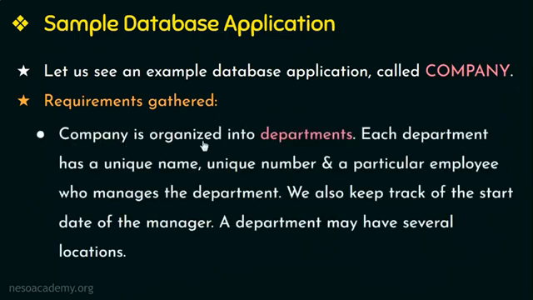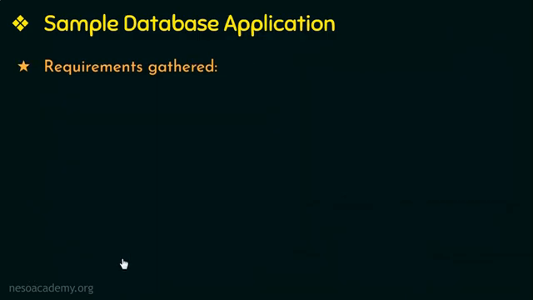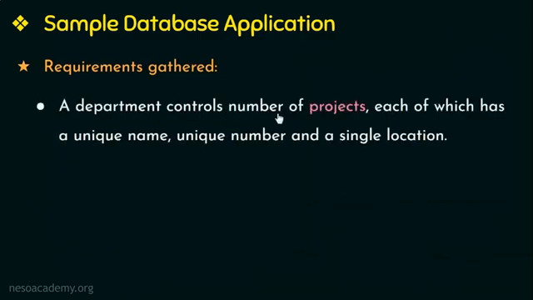The company is organized into different departments, and each department has a unique name, a unique number, and a particular employee who manages the department. We also keep track of the start date of the manager or the employee who manages the department, and a department may have several locations. This is one of the requirements. The next requirement is a department controls number of projects, each of which has a unique name, unique number, and a single location.